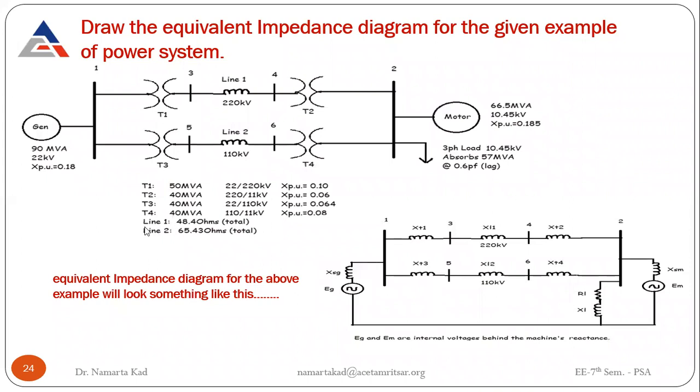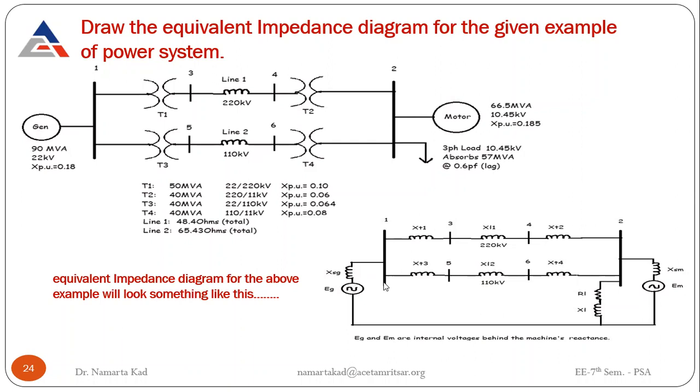And transmission line 1 has the impedance of 48.4 ohms, and transmission line 2 has the impedance of 65.43 ohms. These are the actual values. After converting this single line diagram into the reactance diagram, we got approximately this type of diagram. Like this, the generator is converted into one voltage source and one reactance in series.